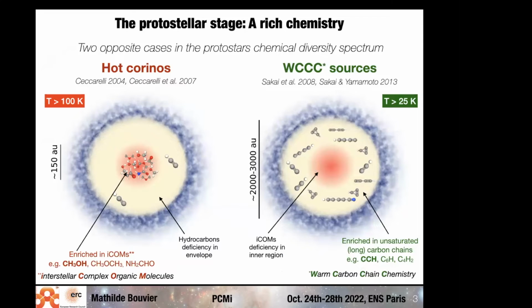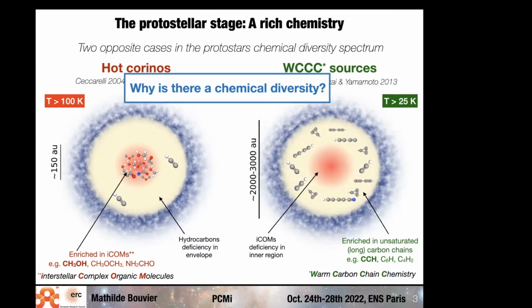So on the one hand, you have hot corinos. You already heard about them today. They are dense, hot, and compact regions, enriched in what we call interstellar complex organic molecules, such as methanol, dimethyl ether, and many more. And on the total opposite of the spectrum, we have warm carbon chain chemistry sources, so WCCC sources. These sources have their inner regions deficient in COMs, but they show an enrichment in long carbon chains and rings on the most outer part of the envelope.